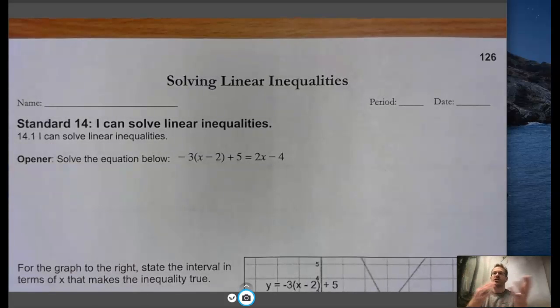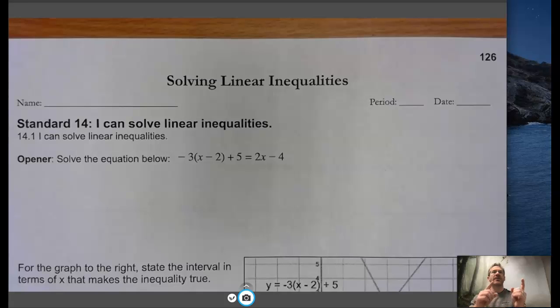Now, there is a relationship between what we were doing and solving, just like we talked about earlier this year when we graphed systems of equations and then we went to solving. So we're going to try to bridge that connection a little bit in this lesson before we get into the mechanics of solving. But before we get to that, we've got an opener.